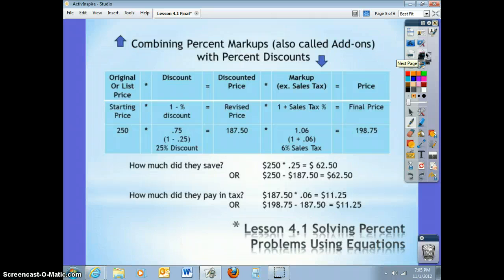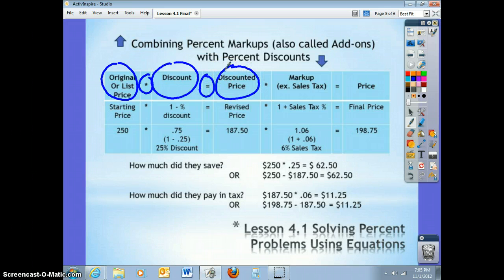Let's combine them together in one problem. Okay, so we're going to have both markups and discounts in the same problem. We have an item that's original list price, and it gets discounted because it goes on sale. So we would say the original price times the discount would give us the discounted price. And then in most states they charge you sales tax. So that discounted price times the markup of the sales tax would give you the final price.